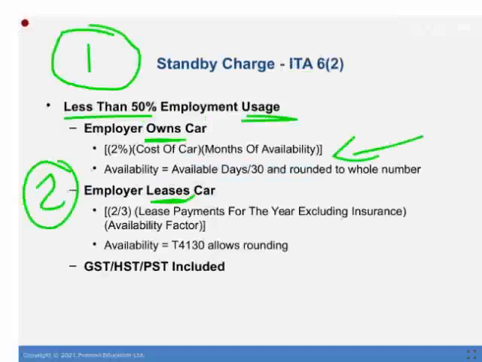So just read the question and follow through with what the scenario is to make sure you use the right part of this formula. So it's going to be 2% times the cost of the car times the months of availability. When we say availability, it's available days divided by 30 and rounded to the whole number.